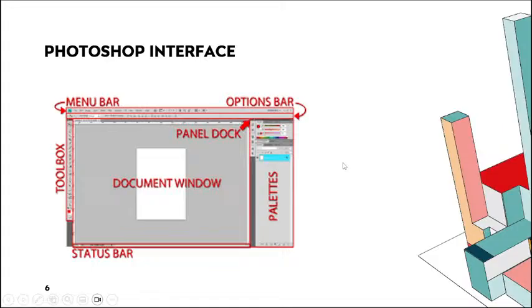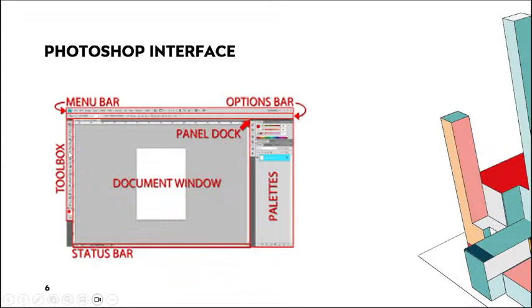Now we're going to get to know the interface of Photoshop. So the basic components in the interface: the first one is the menu bar. The menu bar is common to the other Office packages as well. Here also you have a menu bar. After the menu bar, there is the options bar. Usually in the options bar, we'll have options according to the selected tool. Okay.